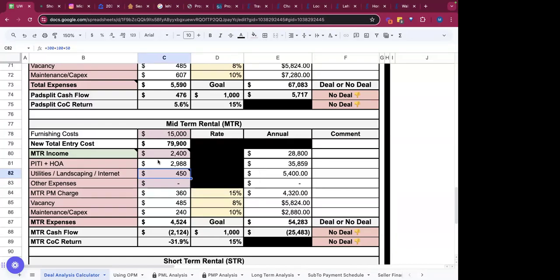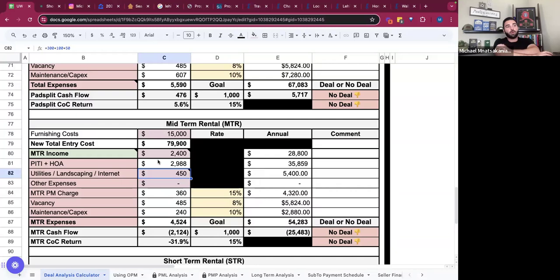The wholesaler told me that they only allow 6 months minimum on rentals. So your midterm rental strategy won't work, because on average, midterm rental stays are between 30 to 180 days. So 1 to 6 months is the average midterm rental stay.